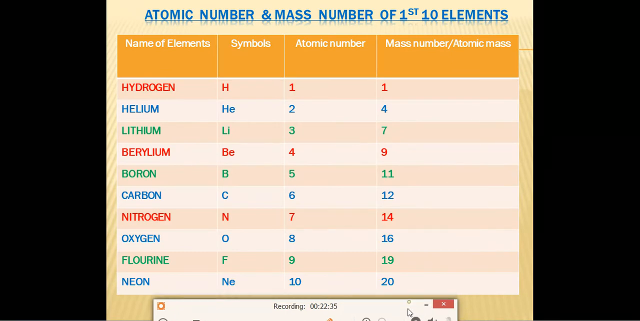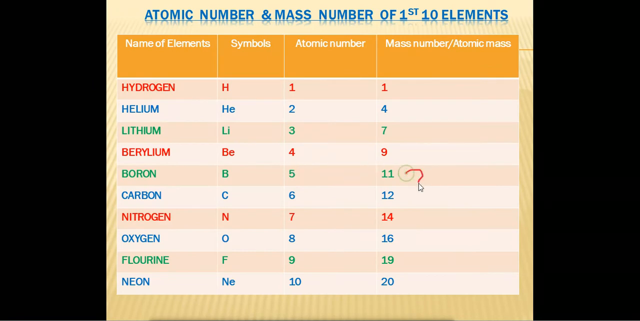Now next we'll move towards the next element, that is boron. Boron has atomic number 5. It is an odd atomic number. Which formula will we use for boron? 2 into atomic number plus 1.